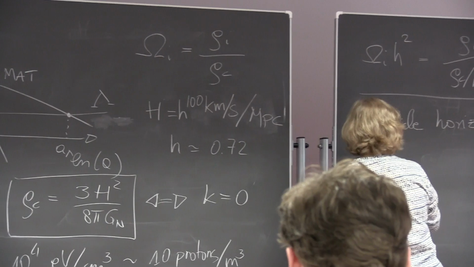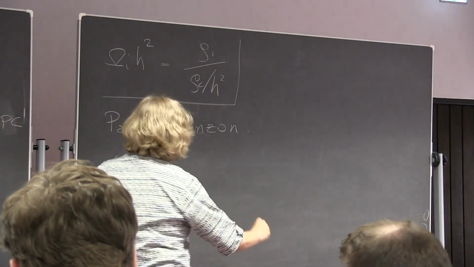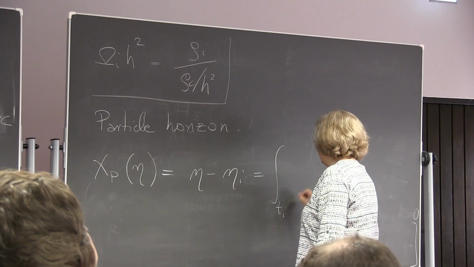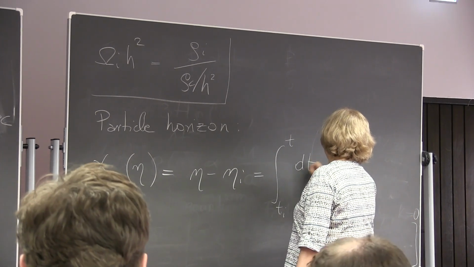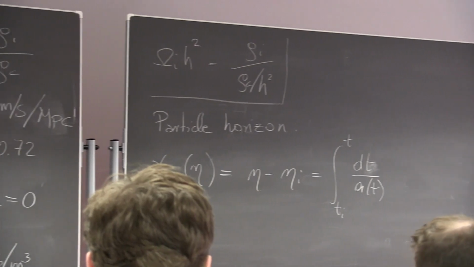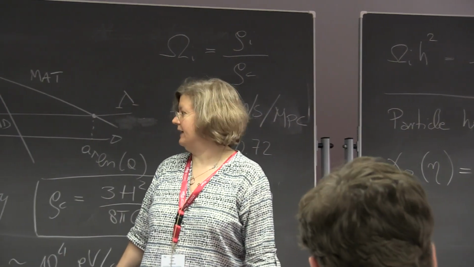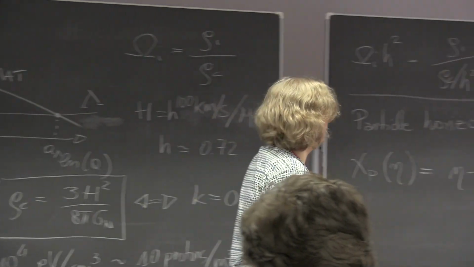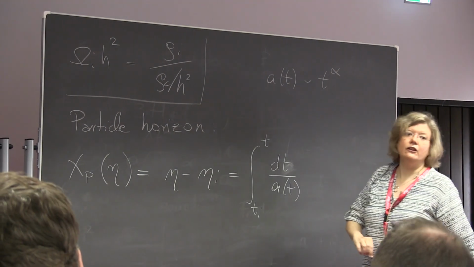So we have what is defined as the particle horizon, which is the difference of eta minus the initial eta. This is nothing else than the integration from the initial time to time t of dt divided by a of t. So this is exactly the expression I had before. Now, I didn't solve the Friedmann equation completely, but if you do it, you would find that with the equations I showed you before, the solution is a of t going like a power law, t to the alpha.